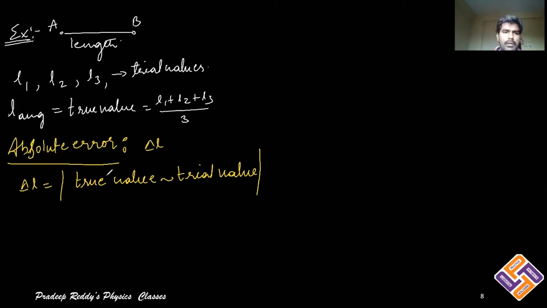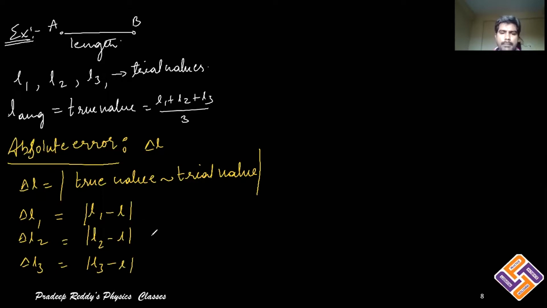So how many trial values do we have here? We have 3 trial values. For 3 trial values, you will get 3 absolute errors. Absolute error is just the difference of true value with the trial value. So first, delta L1, you can write it as the modulus of L1 minus L average, and remember this is modulus. Delta L2 is equal to modulus of L2 minus L average. Delta L3 is equal to modulus of L3 minus L average. This is what absolute error is.